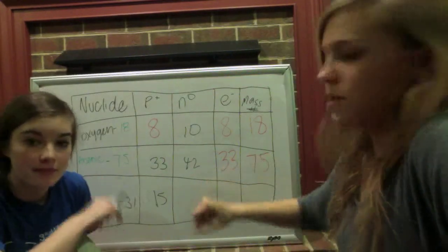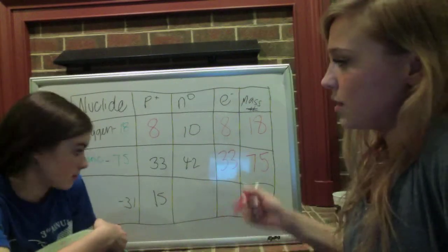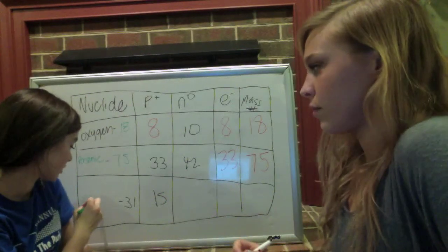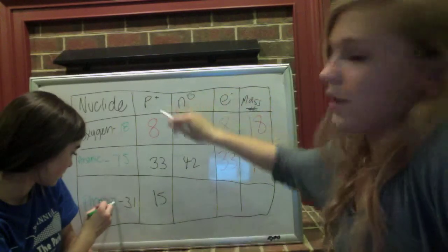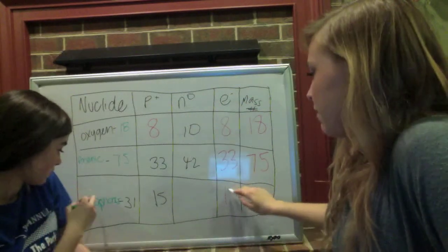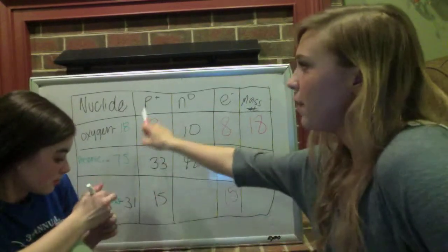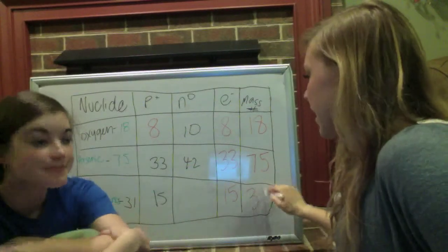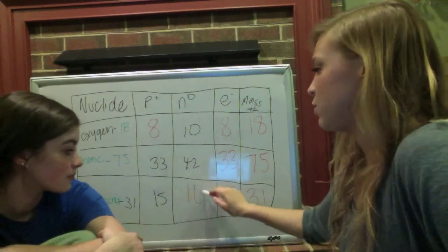Okay, and then for the next one, the number of protons is 15, which tells you what element it is, so it's phosphorus. And then you know that your electrons and protons are the same, so that's where you get 15. And then since it already gave you your mass number, and you know that protons plus neutrons equals your mass number, then you can just say 31 minus 15, which will give you your number of neutrons, which is 16.